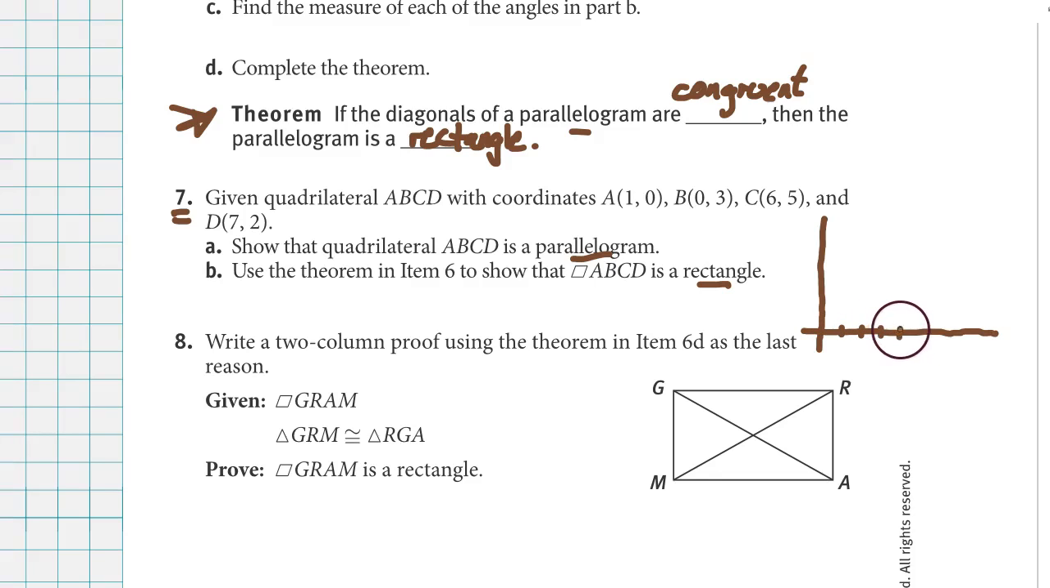1, 2, 3, 4, 5, 6, 7. Our highest x coordinate right there is 7. That's as far as I'm going to make the marks on the x-axis. You can do more, but that would be a waste of time. Now on the y-axis, I'm going to count up to 5, because that 5 right there is the highest y value we have. We could show more, but that's a waste of time. Now 1, 0 is located here. 0, 3 is here. 6, 5 is right there. And 7, 2 is right there.